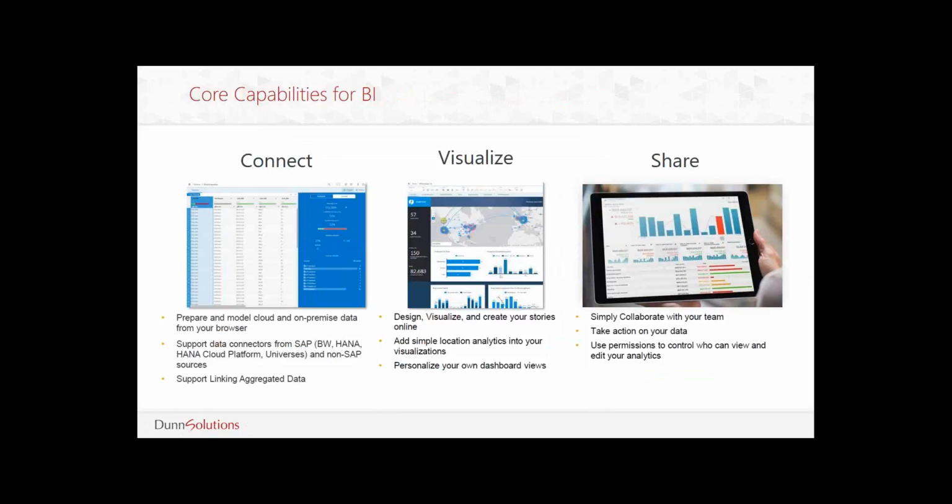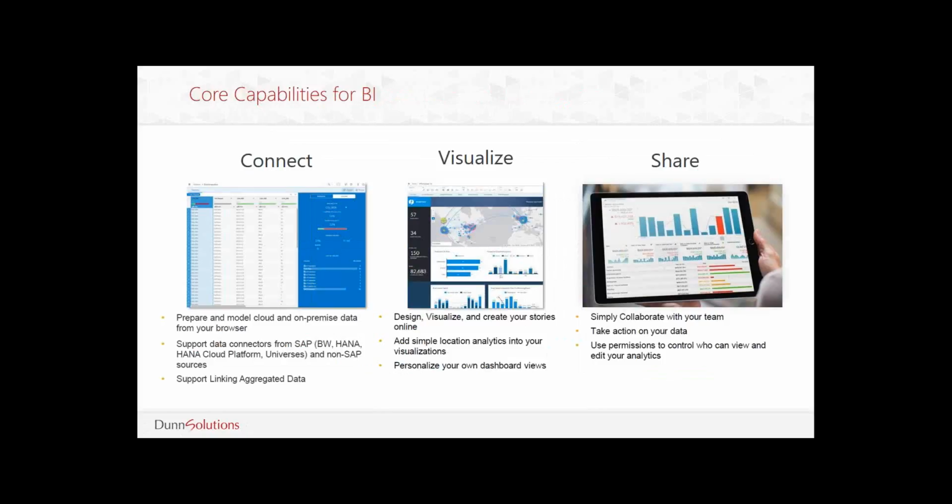So what are the core capabilities with business intelligence in the SAP BusinessObjects Cloud? First of all, you can connect to your data, bring in your data, and prepare and model it right in the cloud, right inside of your browser. You can connect to different data connectors such as SAP as well as non-SAP sources. And once you have your data in, you can also clean it up and link it together. So you can link aggregated data sources. You can have multiple models and they can be linked together.